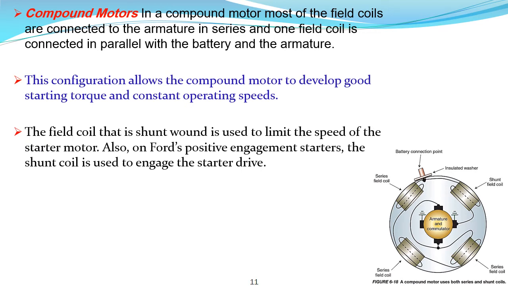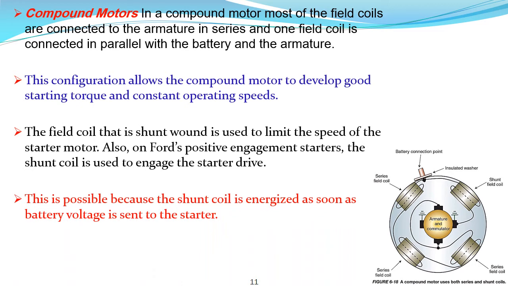The field coil that is shunt wound is used to limit the speed. This was repeated again for emphasis. Also, Ford uses what are called positive engagement starters. The shunt coil is used to engage the starter drive. This is possible because the shunt coil is energized as soon as battery voltage is sent to the starter.